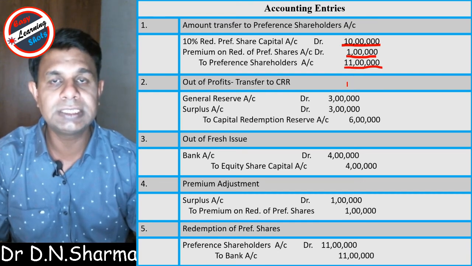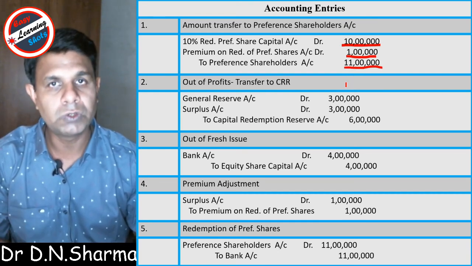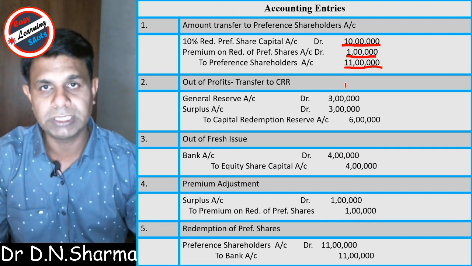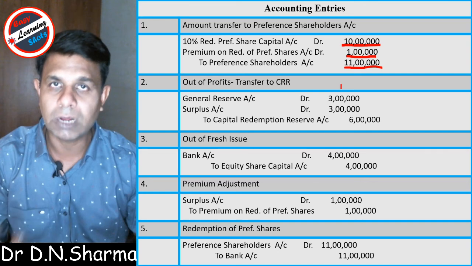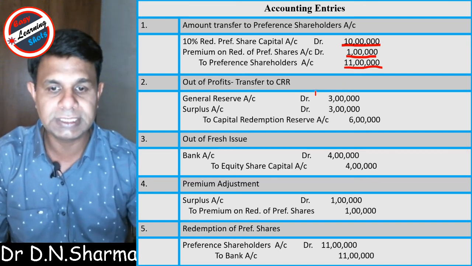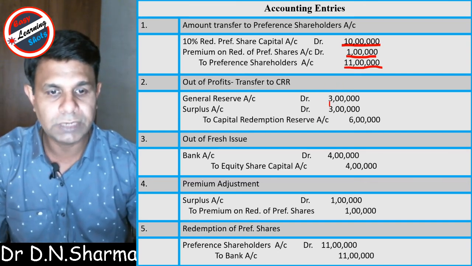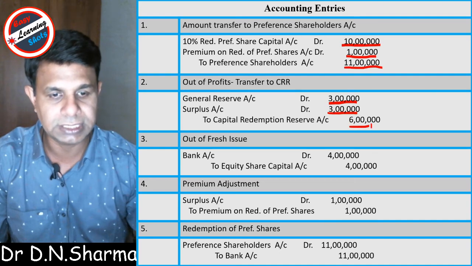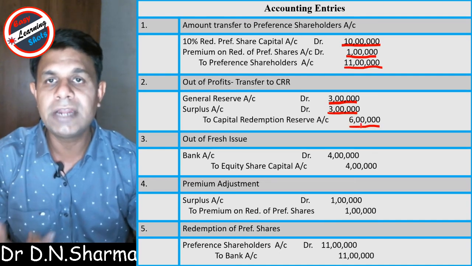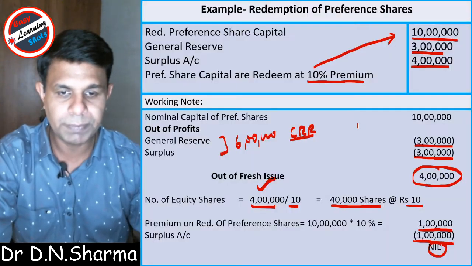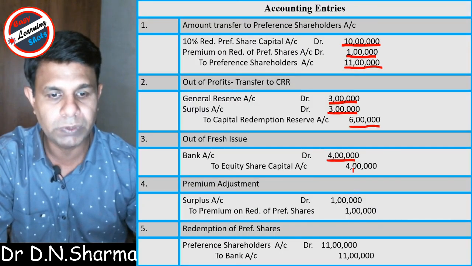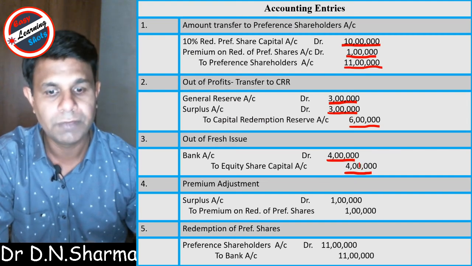Then the sequence is out of profits, out of fresh issue, premium adjustment, and lastly redemption of preference shares. Now when we do the entries of out of profits, here we debit general reserve with 3 lakh rupees, surplus account with 3 lakh rupees, and the amount is transferred to the CRR account, that is 6 lakh rupees. When we do the entry of out of fresh issue, here the company issues 4 lakh rupees of equity shares, and our entry is bank account debit to equity share capital account with rupees 4 lakh.